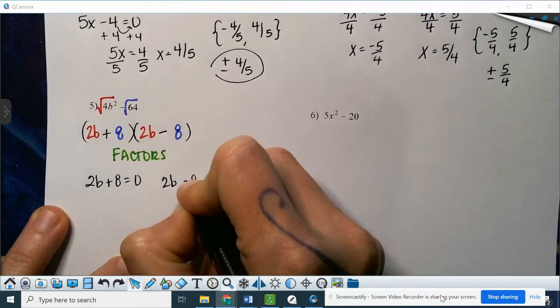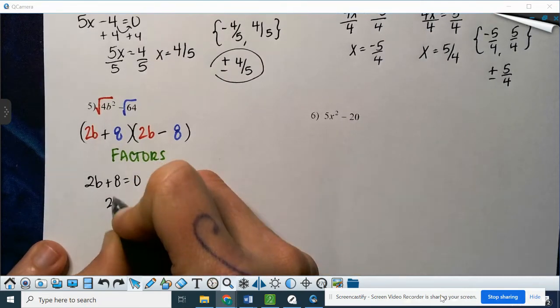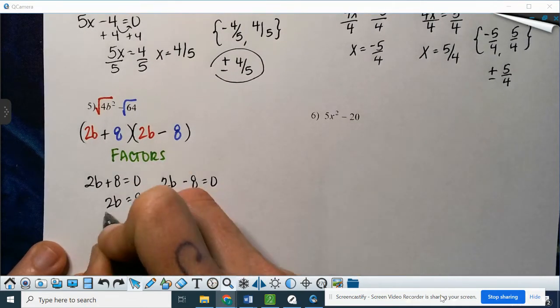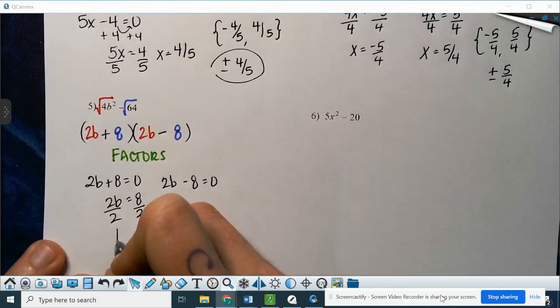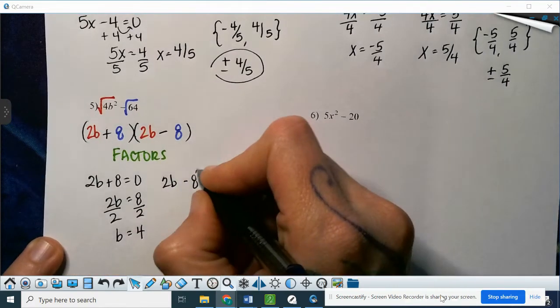2b minus 8 equals 0. Move our 8. We're going to subtract it because it's positive. We're going to divide by 2. We divide because it's the inverse of multiplication. So b equals 4.